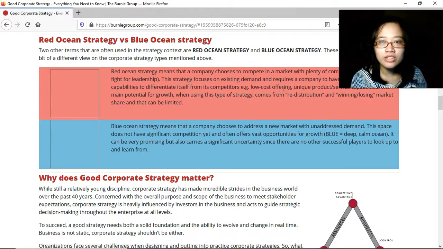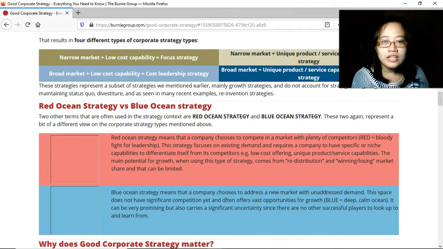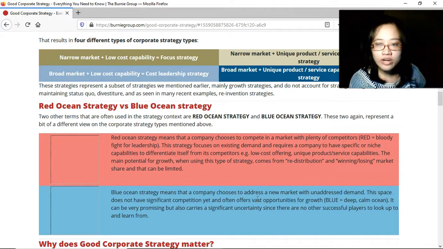Kaya nga, it's very important na magkaroon ka ng some sort of advantage or differentiation from all the others na nag-exist na in the competition. Okay, tapos itong blue ocean naman, ayan. A company chooses to address a new market with an unaddressed demand. Okay, so kumbaga, panibagong product. There is a problem or there is an issue pero wala pang solution provided in the market. Tapos ikaw yung mauuna na magpo-provide ng solution or product or service.